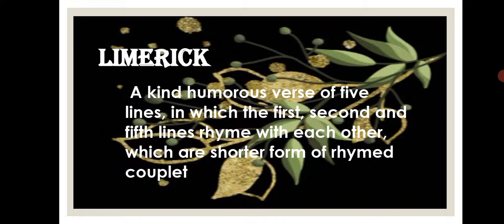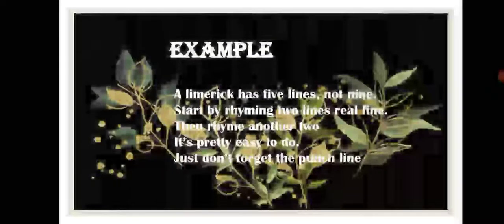Okay, I have here an example for you to understand. A limerick has 5 lines, not 9. Start by rhyming 2 lines real fine. Then rhyme another 2. It's pretty easy to do. Just don't forget the punchline. As you can see, the first, the second, and the last line has the rhyme scheme, which is nine, fine, and line. The third line and the fourth line is also the same, the two and the do. If you write it in a rhyme scheme, it will be A, A, B, B, A. That is an example of a limerick.